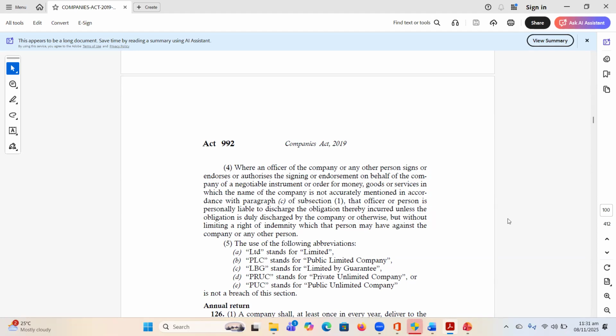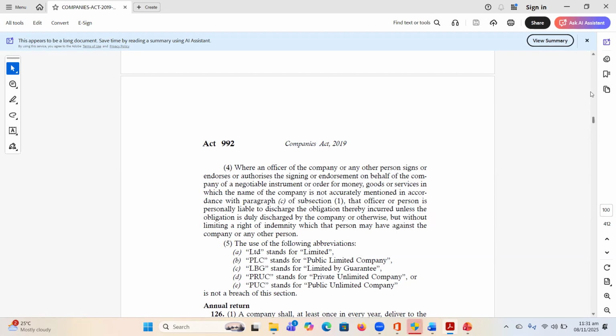5. The use of the following abbreviations: A. LTD stands for limited. B. PLC stands for Public Limited Liability Company. C. LBG stands for Limited by Guarantee. D. PRUC stands for Private Unlimited Company. Or E. PUC stands for Public Unlimited Company. It's not a breach of this section.